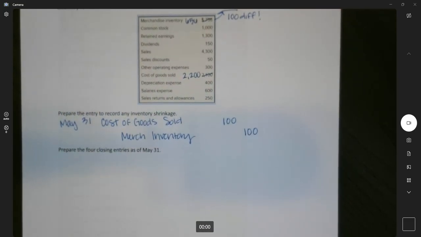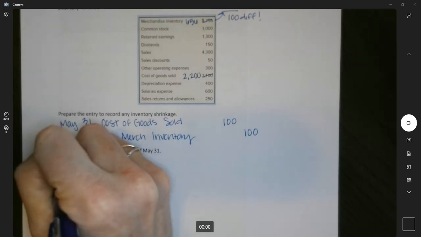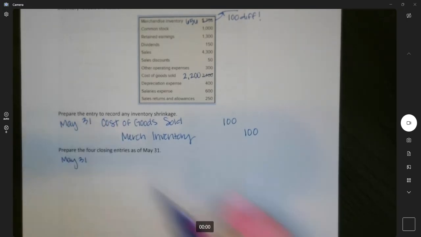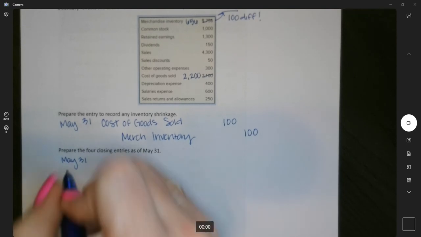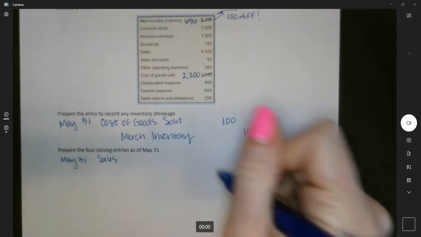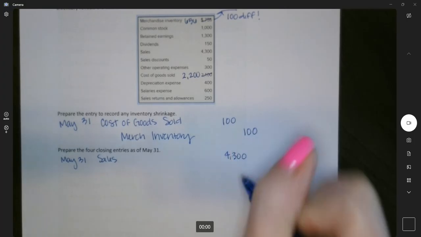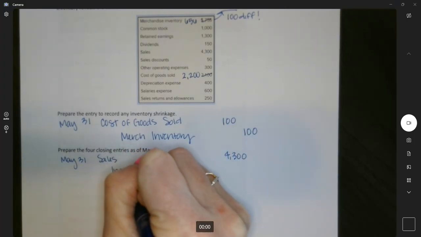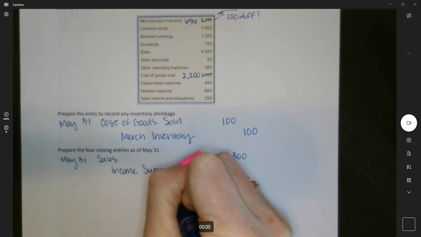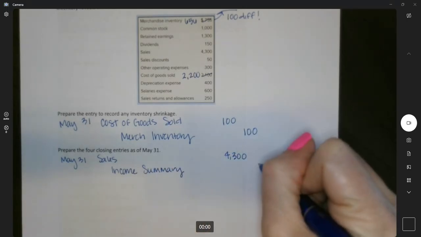We're going to need that cost of goods sold updated so that we can do the closing entries. Our closing entries look very similar to how they looked in Chapter 3. Main difference is we have a few new account names that I will put in red. So we'll start out and close out our credit balance for sales. May 31st. Sales normally carries a credit balance, so we're going to be debiting sales $4,300, crediting income summary $4,300.